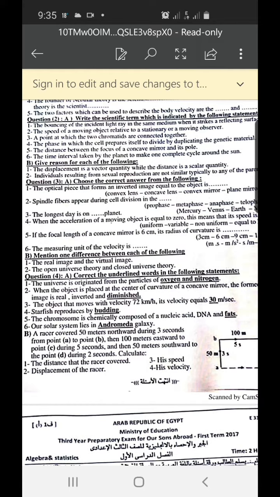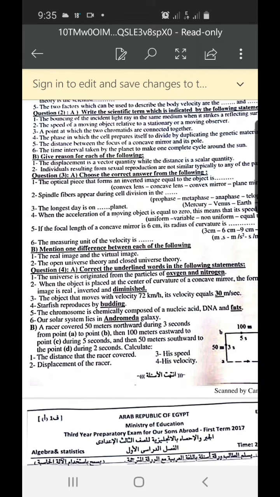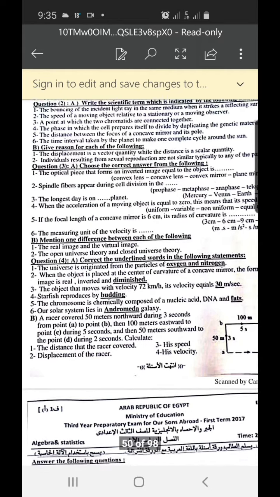Inverted and equal. When the object is placed at a distance equal double focal length, or at C, the center of curvature of the lens, the image will be inverted and equal. It is a convex lens.